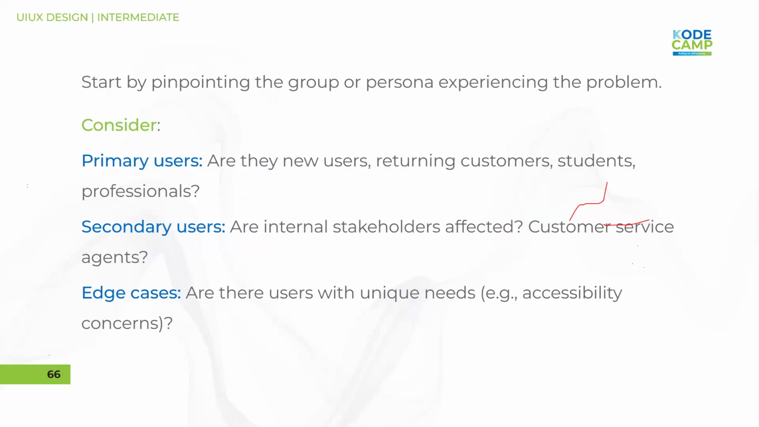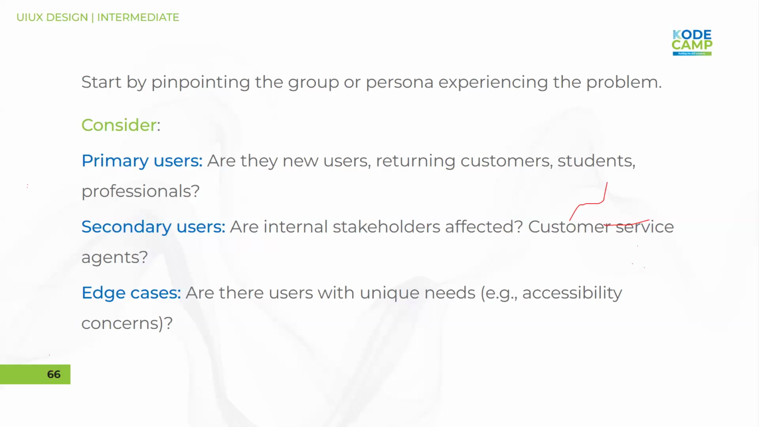Are they new users? Are they returning customers? Are they students, professionals? Secondary, are internal stakeholders affected? Are the customer service agents affected? Or in edge cases, are there users with unique needs, like accessibility concerns? We could talk of the blind, or those that can't see color, that have color blindness. So these are things we need to consider.